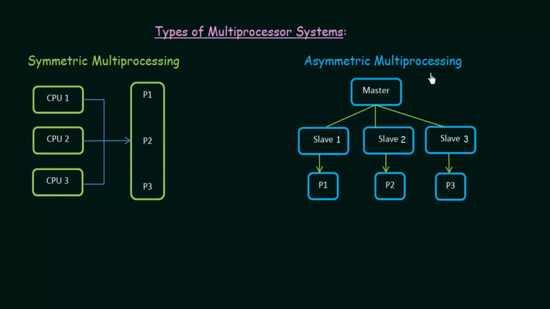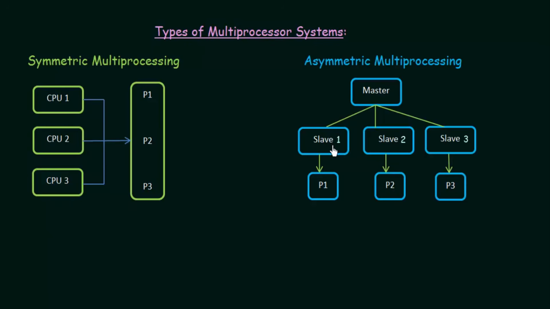Now in asymmetric multiprocessing, unlike this one where the CPUs 1, 2 and 3 were similar to each other, here we have a master-slave approach. So here these boxes denote the CPUs. One of the CPUs or processors will act as a master and the remaining processors will be slaves. The master monitors these other processors and assigns the tasks for these processors. So the master is like a monitor which is guiding or supervising these other slaves, and then the slaves take care of particular processes.